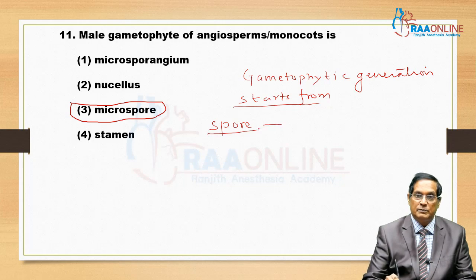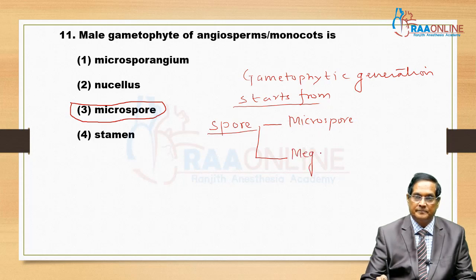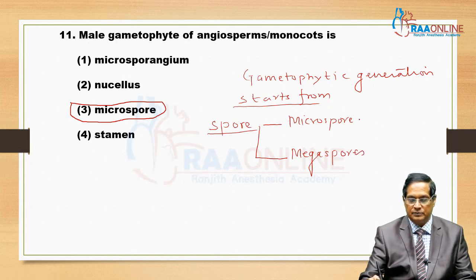Angiosperms produce two types of spores, microspores and megaspores. Microspore is the first cell of the male gametophyte.